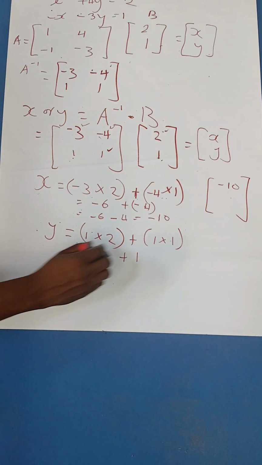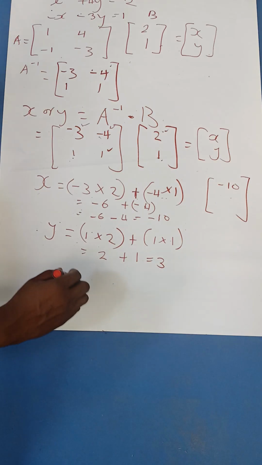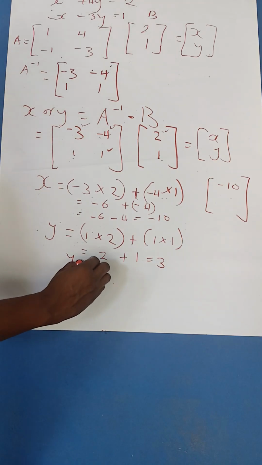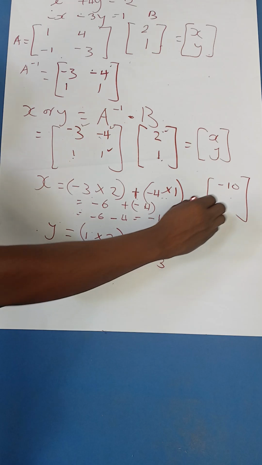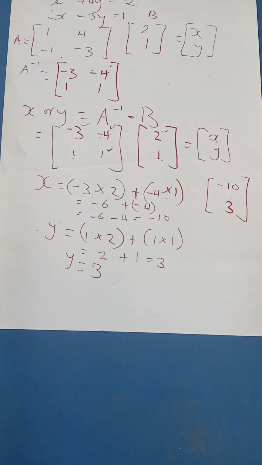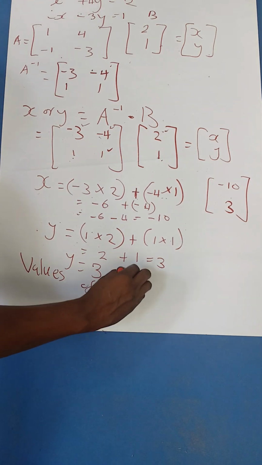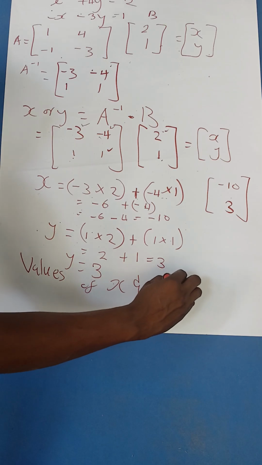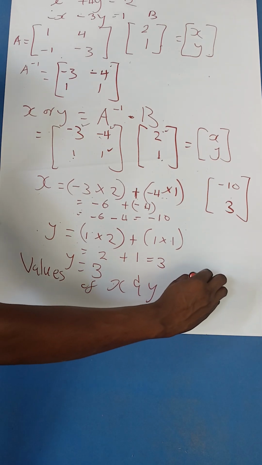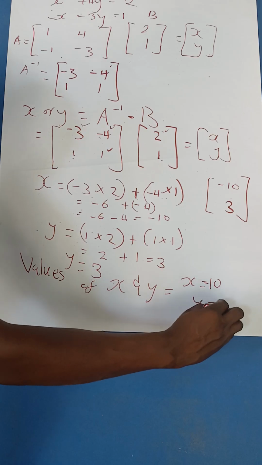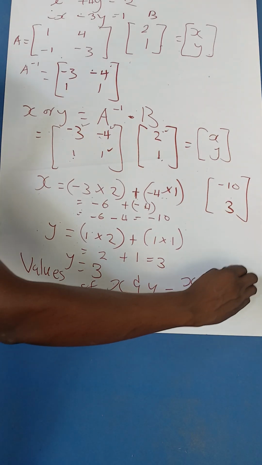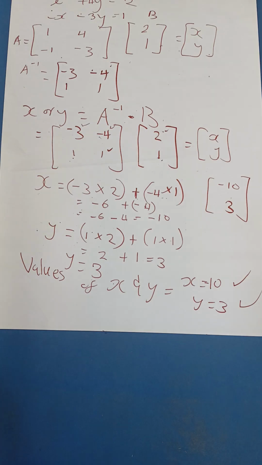2 plus 1, meaning it will be what? 3. So my value for y for this case will be 3. So it will be here 3. Good. So you will just come and say now, my values of x and y: x is equal to negative 10, y is equal to 3. And you get your 10 marks.